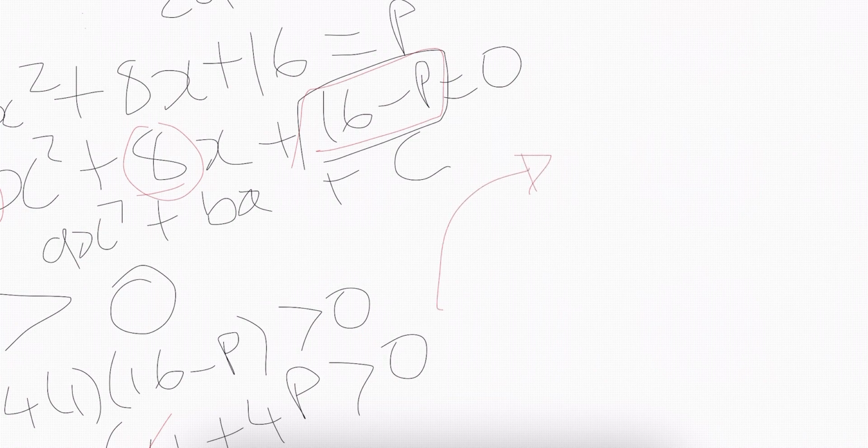So now you have 4p. Okay, let's resort to our black again. 4p is greater than 0. You can divide by 4 here. Therefore, your p should be greater than 0.